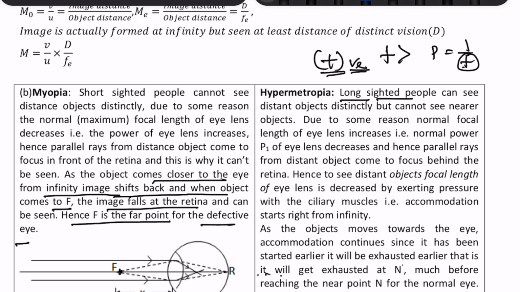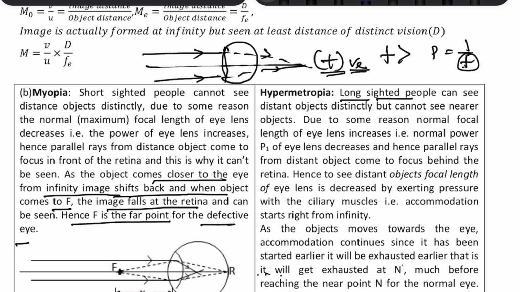Second, what is the result if the focal length decreases? The rays from infinity come to focus behind the retina. After refraction through the eye lens, the image forms behind the retina. So you have to apply accommodation on the eye lens with the help of the ciliary muscles to shift the image to the retina, correct? Then only you can see the distant object.